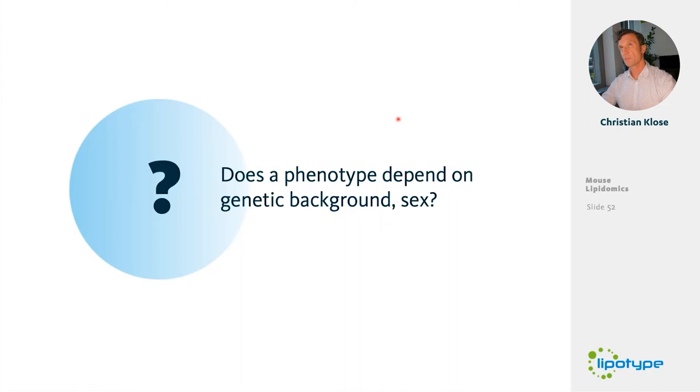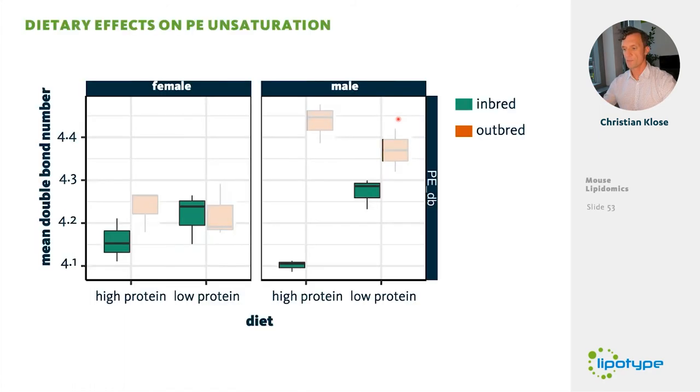So now we can make things a little more complicated and ask the question, does the phenotype actually depend on the genetic background or the sex of the animal that I'm looking at? Since we use diet as one of the parameters, we looked at dietary phenotypes. In that experiment, the diet was our treatment, and we treated mice of different genetic background and sex. Here we look at the kidney and the effect of different diets on the degree of unsaturation, or the number of double bonds, in phosphatidylethanolamine.